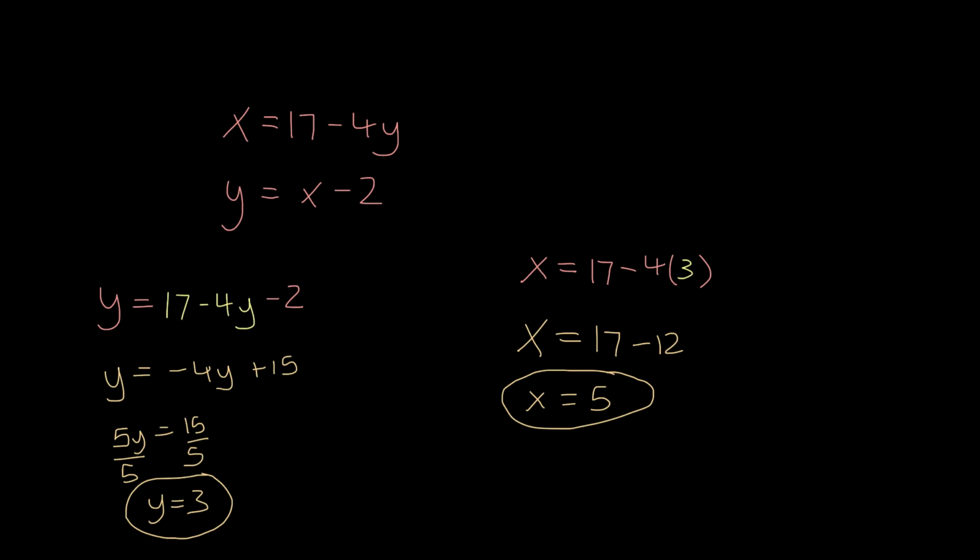Now putting it all together, we're going to get our coordinate point, which is going to have the x value first, 5, comma the y value, which was 3. And so 5, comma 3 is our final answer.